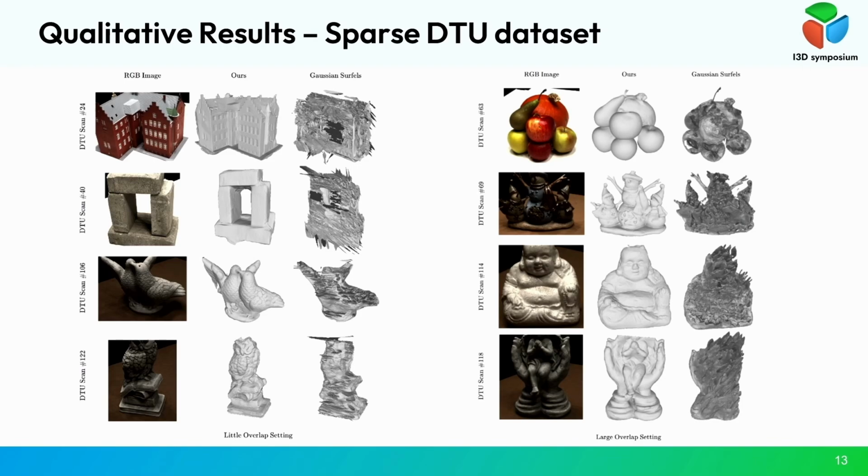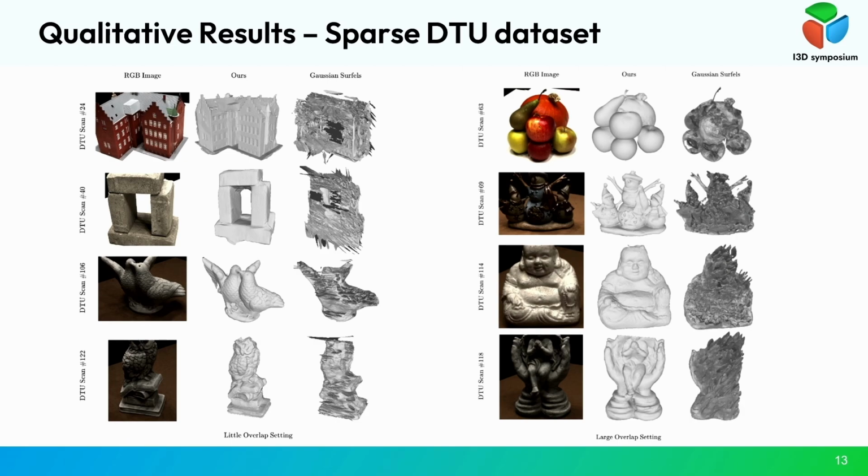Here we look at qualitative results on the sparse DTU dataset. We were interested in comparing our method with a state-of-the-art surface reconstruction method, which uses 3D Gaussians for performing surface reconstruction. Its name is Gaussian Surface. Gaussian Surface is a SIGGRAPH 2024 paper, and they have trained their method for surface reconstruction on dense views.